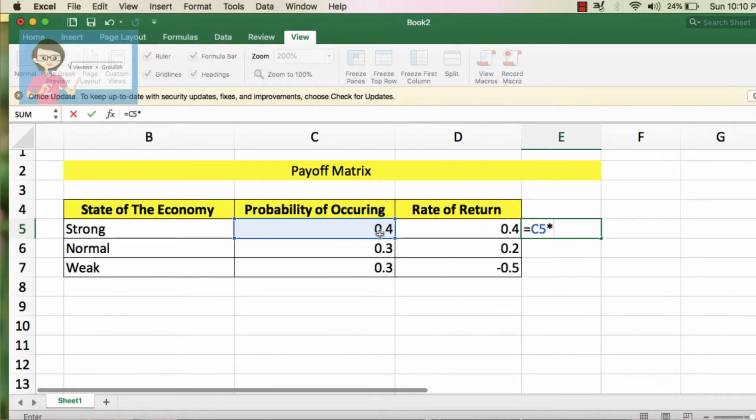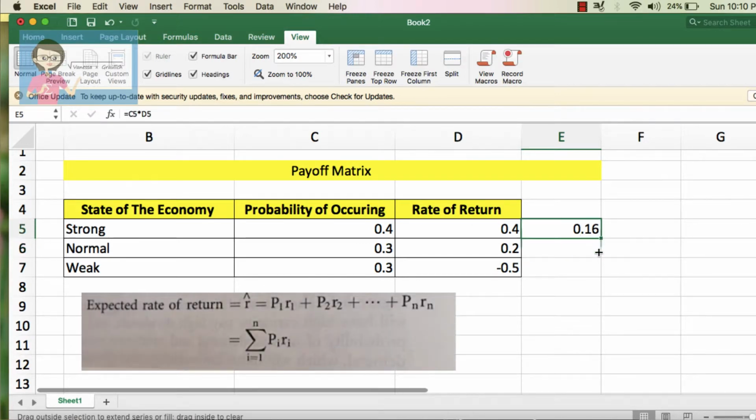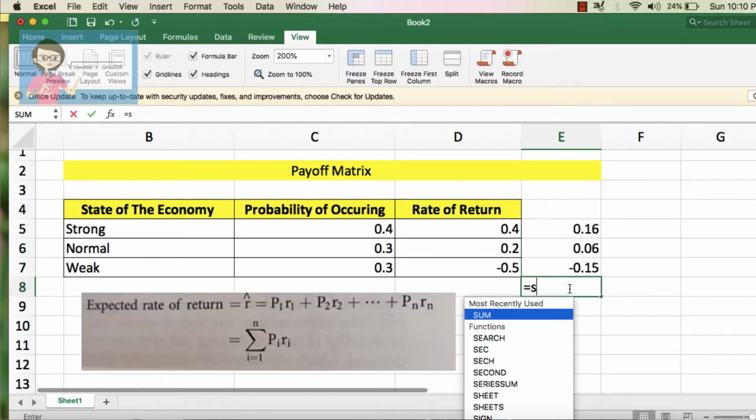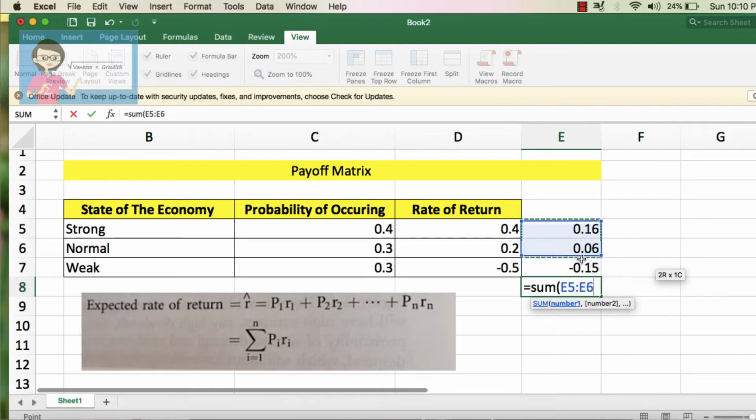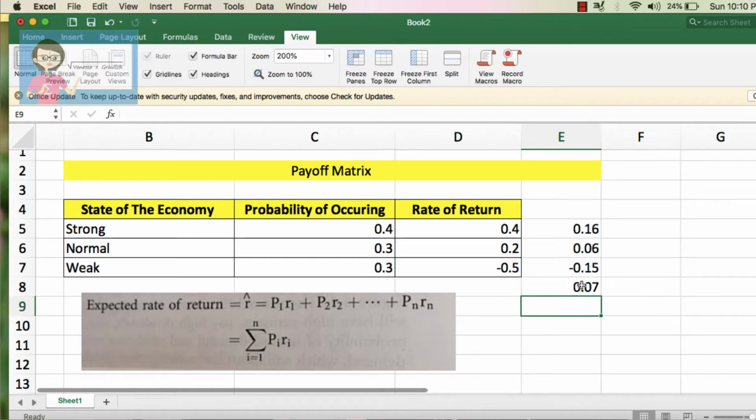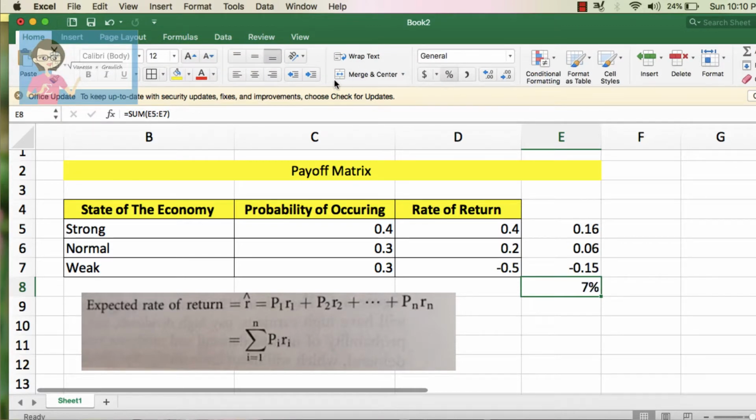And let's just read it. It's basically the sum of the probabilities times the rate, and you do it for all of them. You do P1 times R1 plus P2 times R2 and so on, then you add them all, and that's what gives you the expected rate of return. Perfect. We see here that our expected rate of return is 7%.